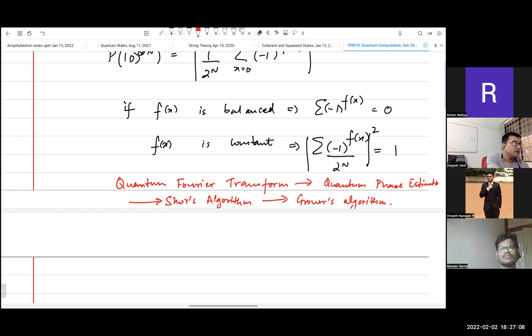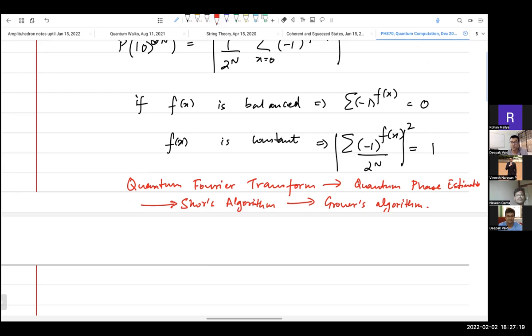But this is what the world of quantum computation is being built upon. So, if you want to get a foothold into that world, you have to understand these algorithms. Okay. All right.